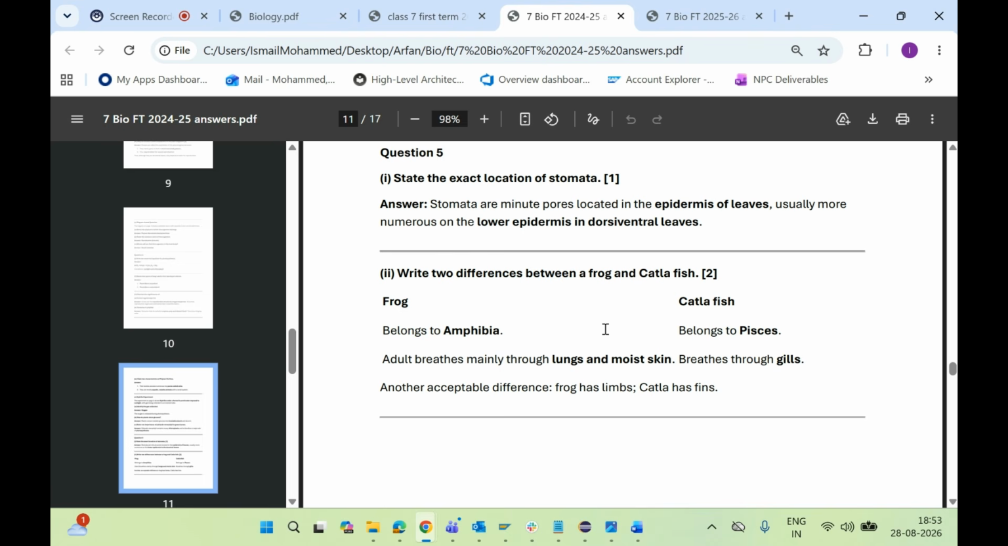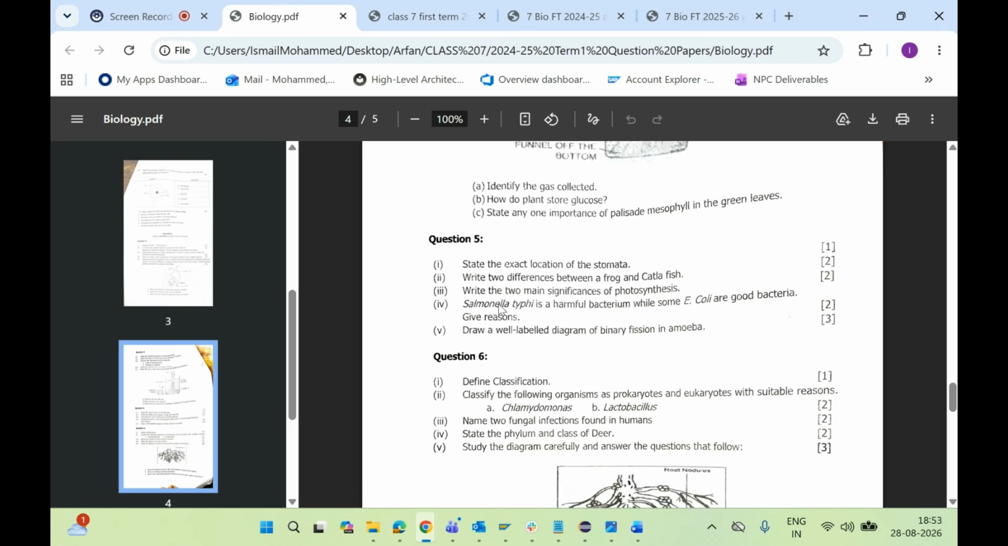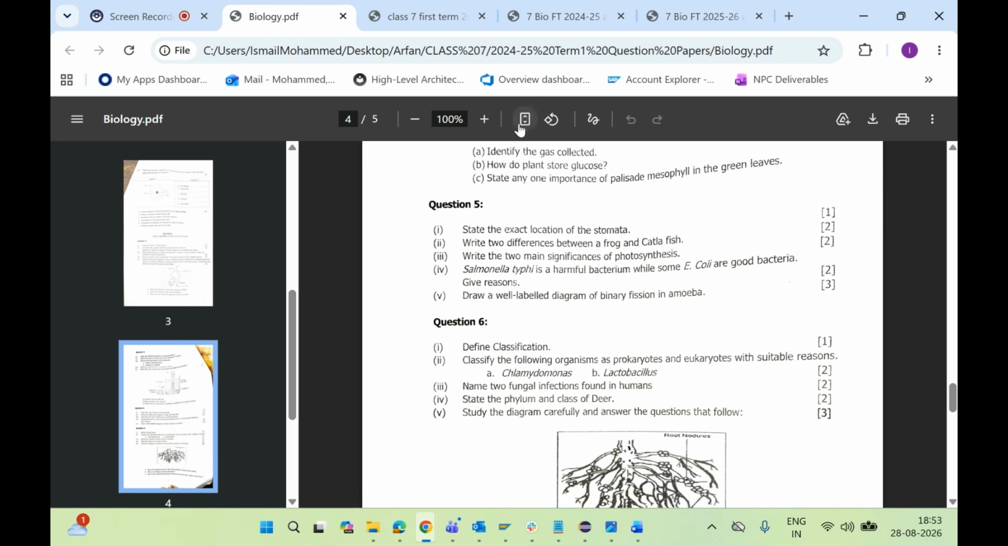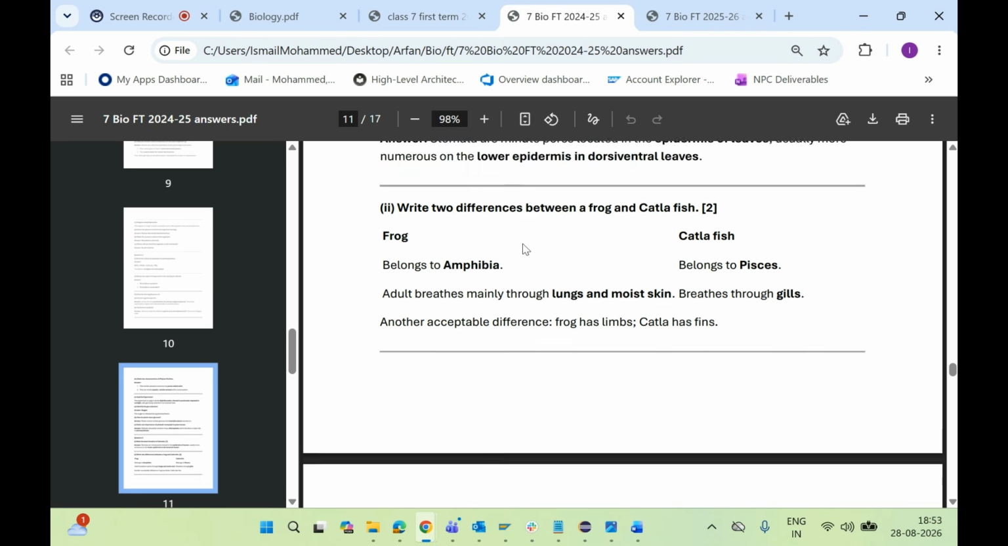Next one, state the exact location of stomata. Okay, these are the normal questions. We'll see this one. Exact location of stomata. Stomata are the minute pores located in the epidermis of the leaves. Okay, in the epidermis of the leaves, and usually they are very large in number, more on the lower epidermis of the leaves. So these are basically the pores located on the epidermis of the leaves.